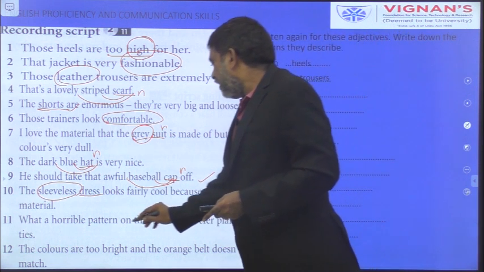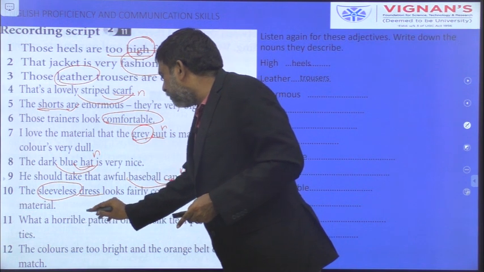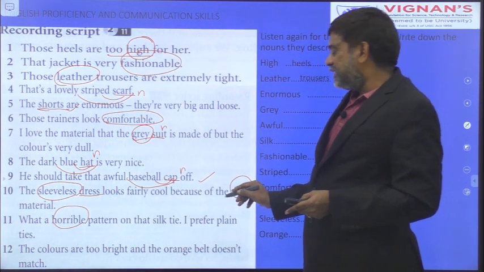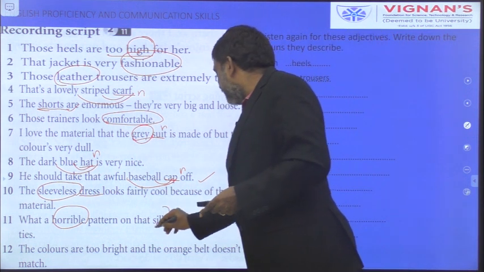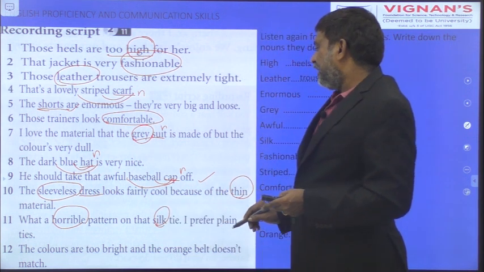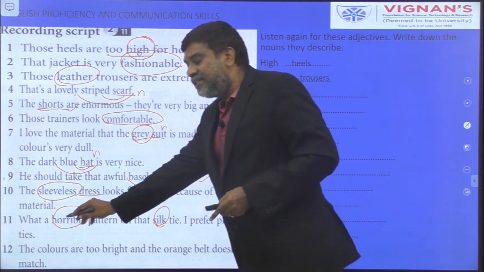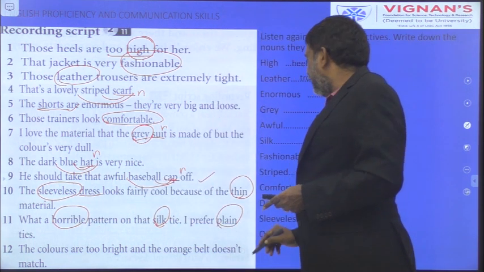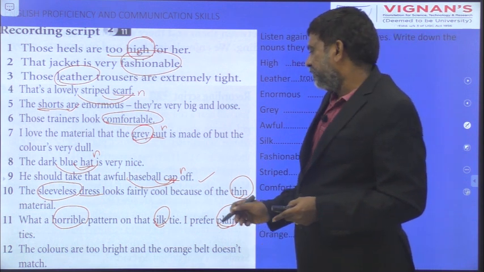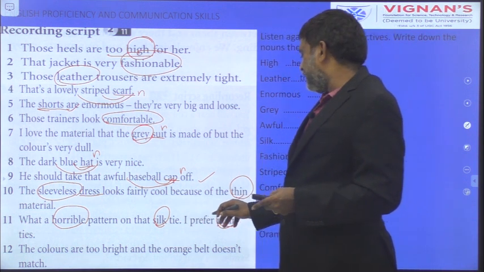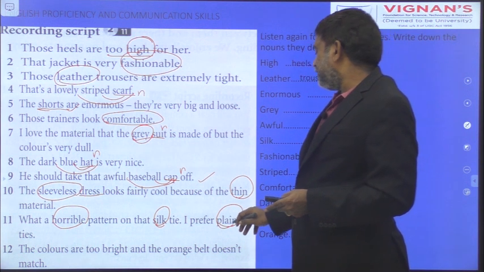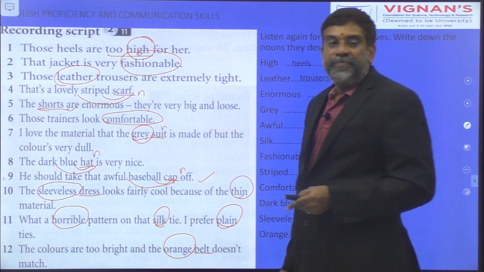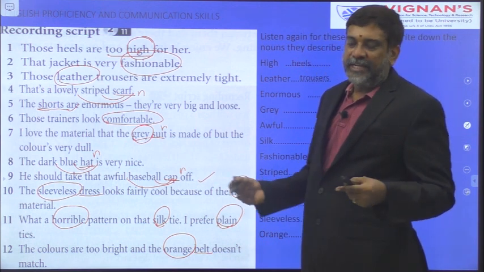Next here, horrible pattern. Horrible is an adjective. And in silk tie, what is an adjective here? Silk, it is a material. Next here, ties is a noun in plural. Again here, plain is used as an adjective. Next, the colors are too bright and the orange belt doesn't match. Belt is a noun here and orange, again, we have an adjective.